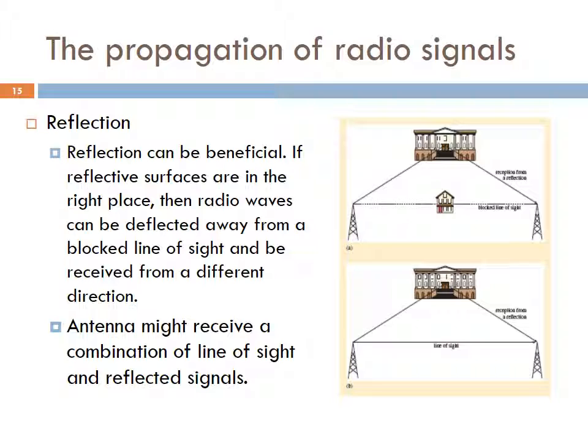There are many situations in which an antenna receives a combination of line of sight and reflected signals, such as that illustrated in the second figure. Since the path length for the reflected signal is longer than the direct path, the line of sight signal combines with reflected signals that are slightly delayed in time. This delay can cause the waves to cancel each other out.